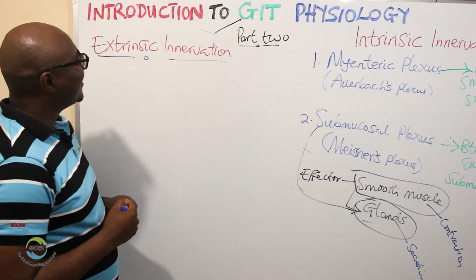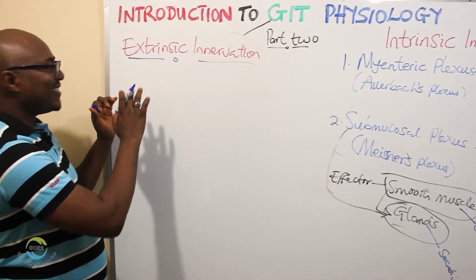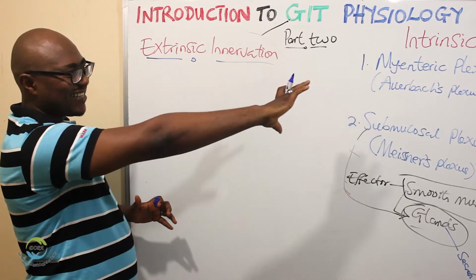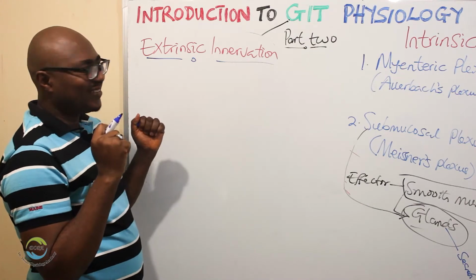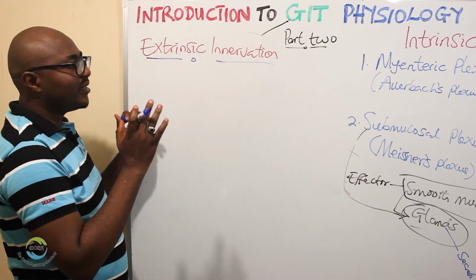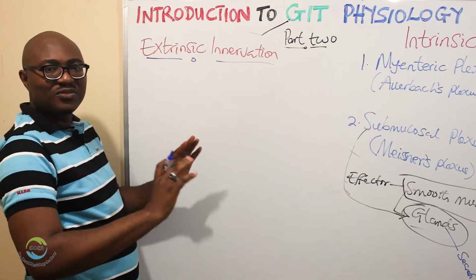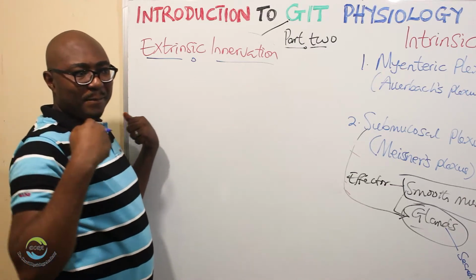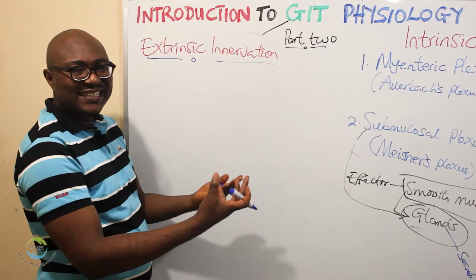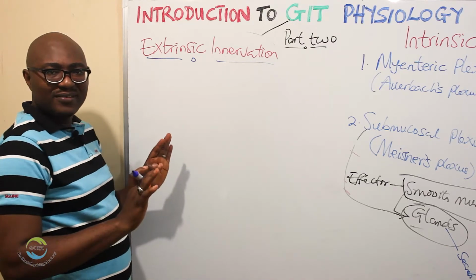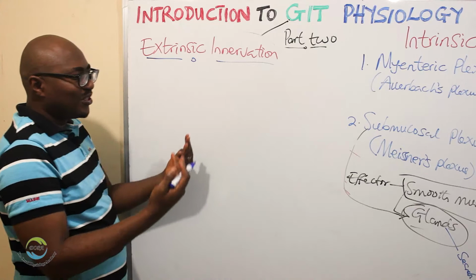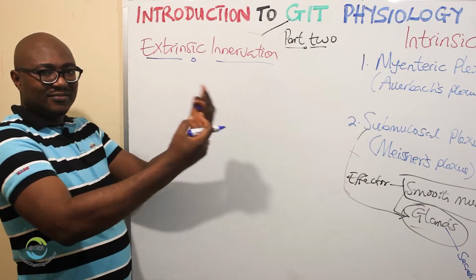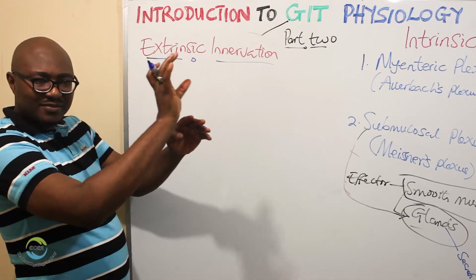Right, welcome back. So now we're talking about the extrinsic innervation. We said the gut has intrinsic innervation that can function independently. It doesn't need the extrinsic. But under normal circumstances, you need the extrinsic to empower what the intrinsic can do without its help. Okay? So this is external help, coming from the central nervous system. The central nervous system is the brain and spinal cord.